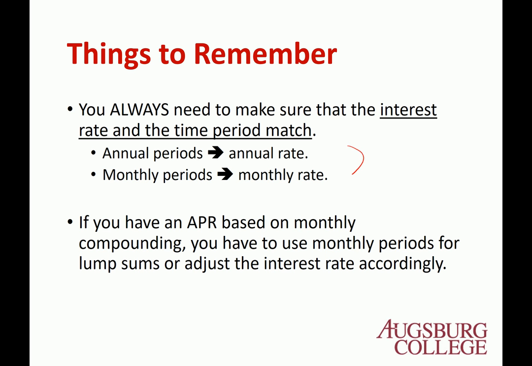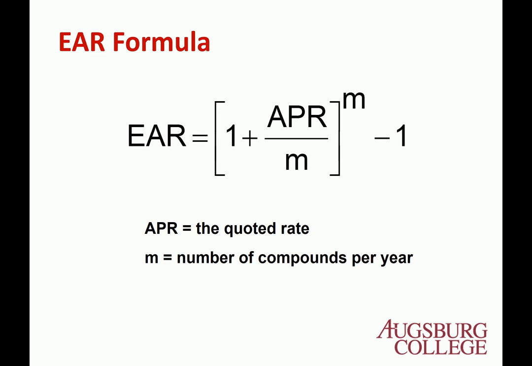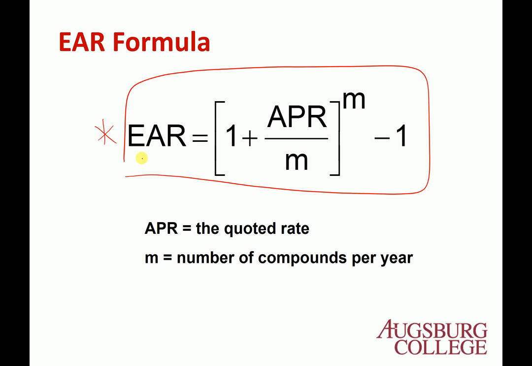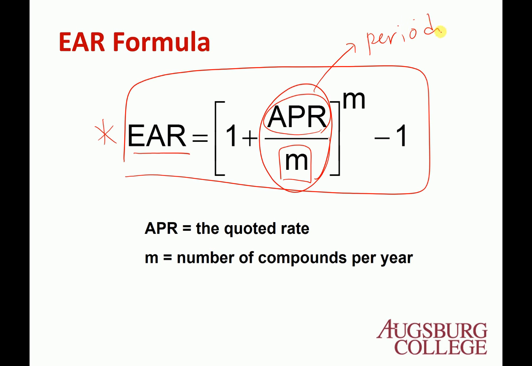If you have APR based on monthly compounding, you have to use the monthly rate and adjust the interest rate accordingly. And this is the formula to get an EAR. EAR equals 1 plus your APR divided by M, which is the number of compounding periods per year. So this is actually the periodic rate, to the power of M, minus 1.